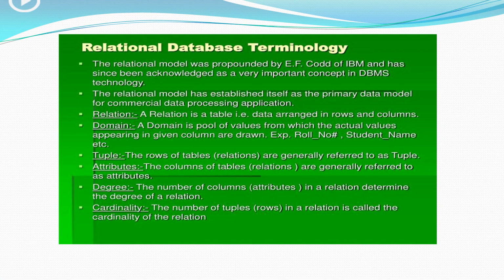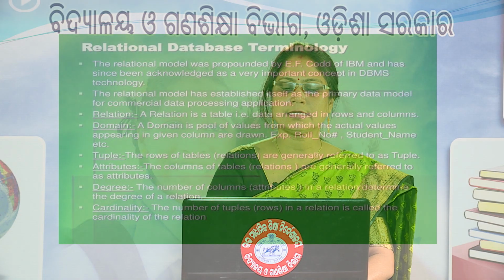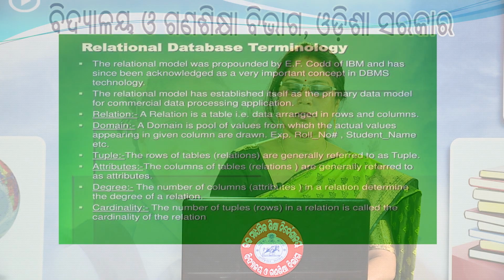Next we will discuss relational database terminology. What are the different relational database terms? One is relation. The relational model was propounded by E.F. Codd of IBM and has since been acknowledged as a very important concept in DBMS technology. The relational data model has established itself as the primary data model for commercial data processing applications, while a relation is a table, that is, data arranged in rows and columns.